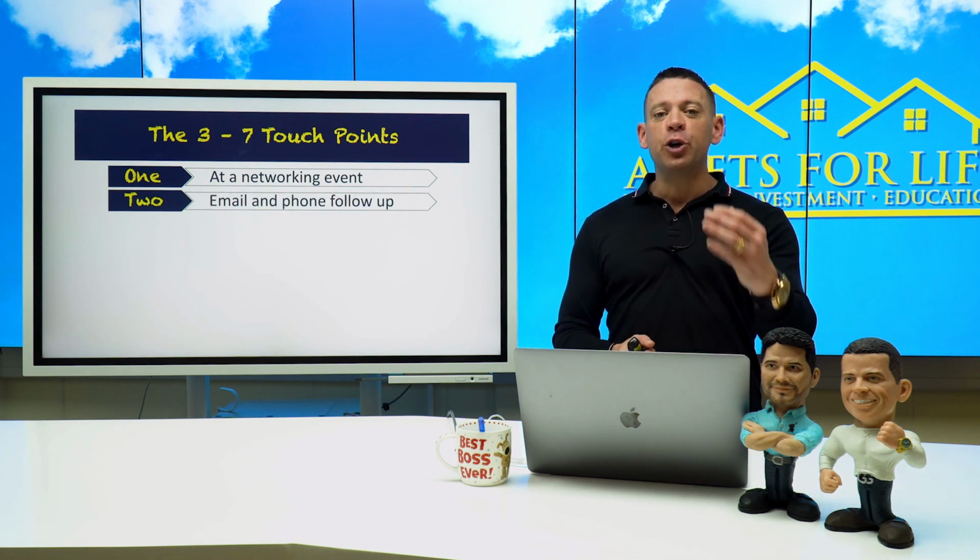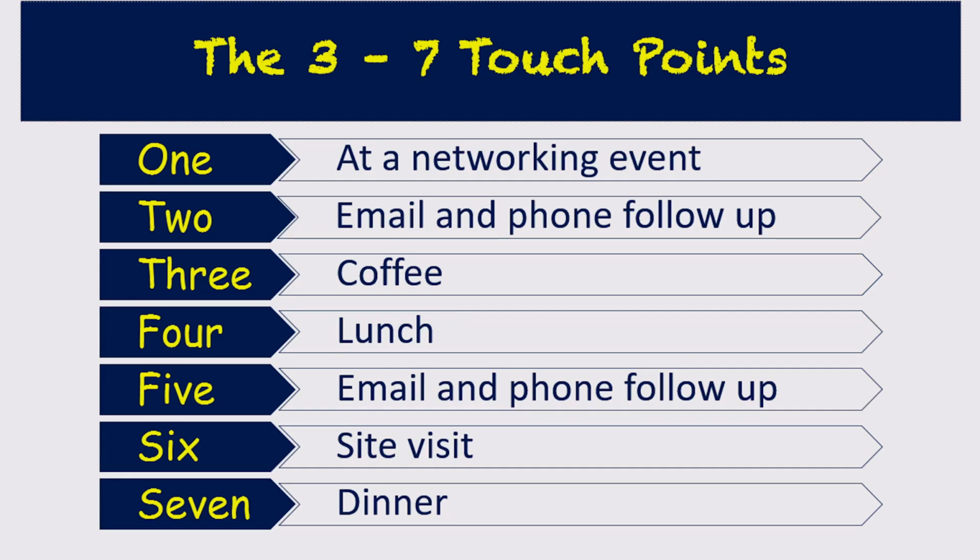Touch point number 2 is the email and or phone call that you do the following day. It's like, hey John, it's Liam here from Assets for Life. It was great to meet you last night. I'm really looking forward to our coffee on Friday. I just thought I'd give you a little call just to see how you're doing and just really find out a little bit more about where you're at in your property journey ahead of our coffee.